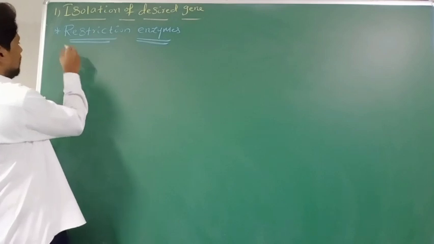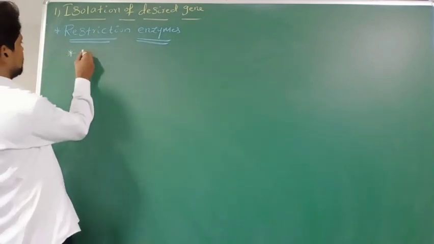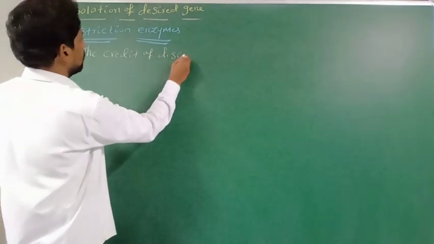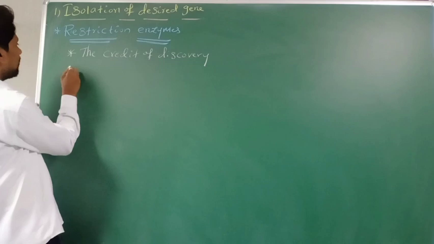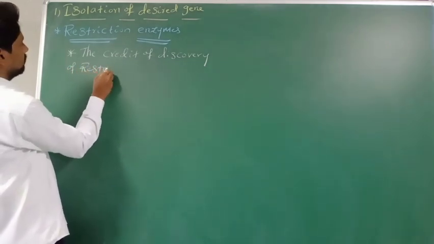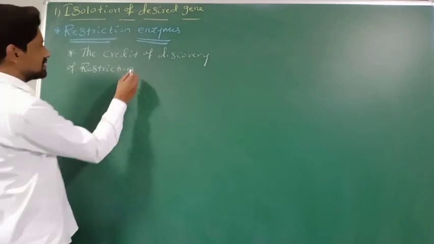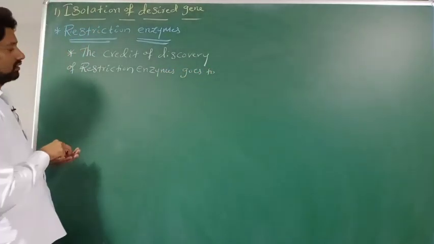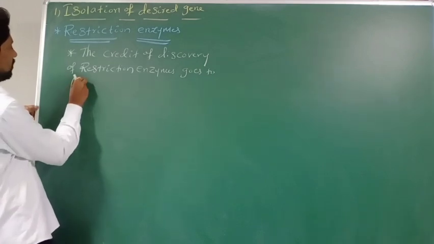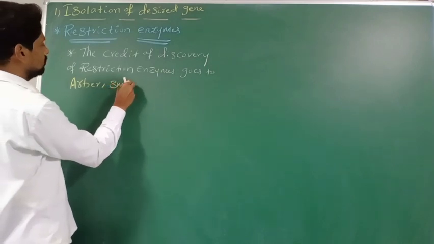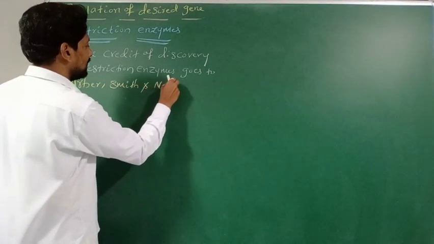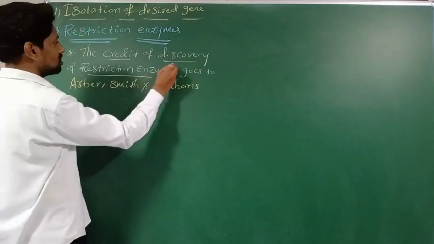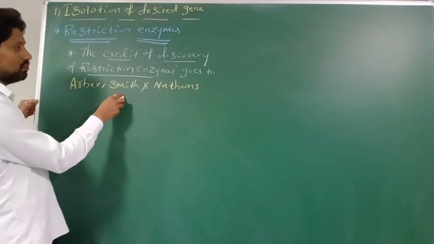Now listen here. The credit for the discovery of restriction enzymes goes to Arber, Smith and Nathans. These are the scientist names I am writing.